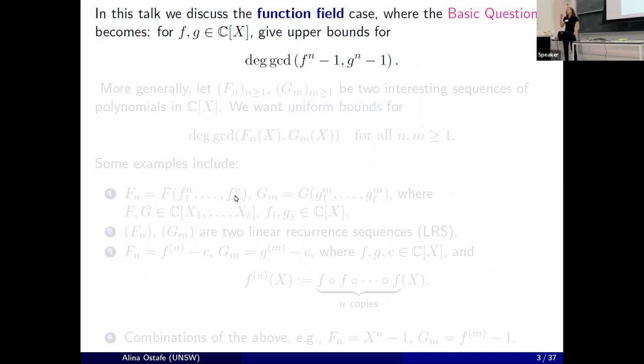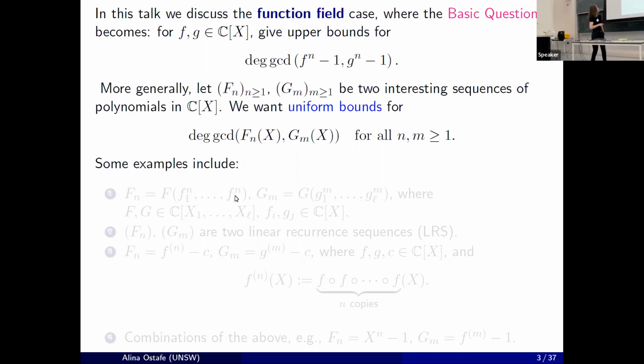So in this talk, I'm interested in the function field analog of this question. So the basic question becomes: given polynomials f, g over complex numbers, give upper bounds for the degree of the GCD of f to the n minus 1 and g to the n minus 1 for all n. So we want uniform bounds that do not depend on n. And of course, these are very special sequences of polynomials, in fact, linear recurrences of order 2.